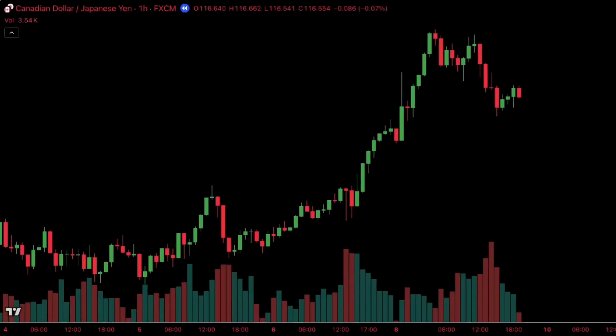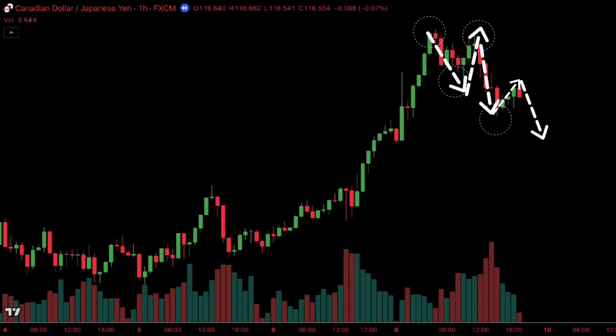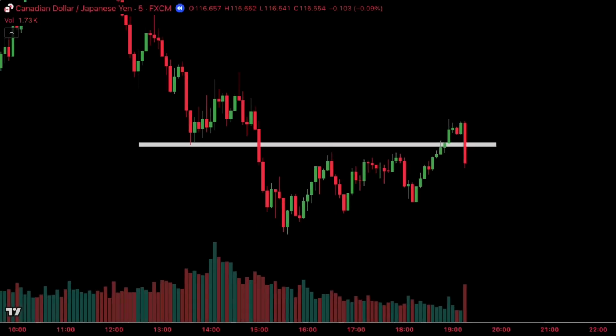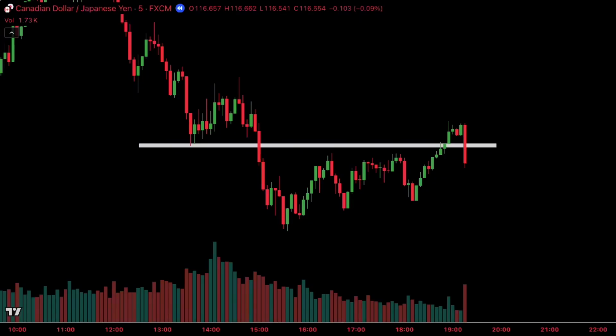Now let's switch to the higher time frame. You can use the 30-minute or the 1-hour chart, but here we'll look at the hourly. As you can see, the market is clearly trending down, which aligns perfectly with our setup. Now let's go back to the 5-minute chart and execute the trade.